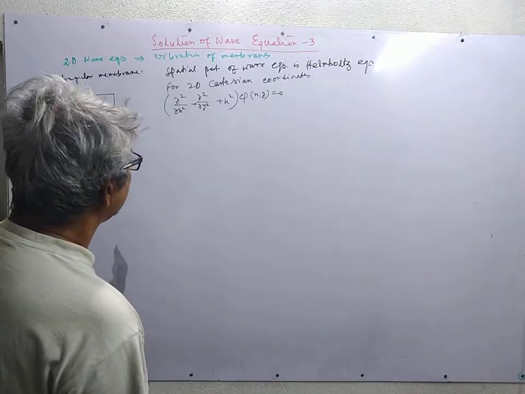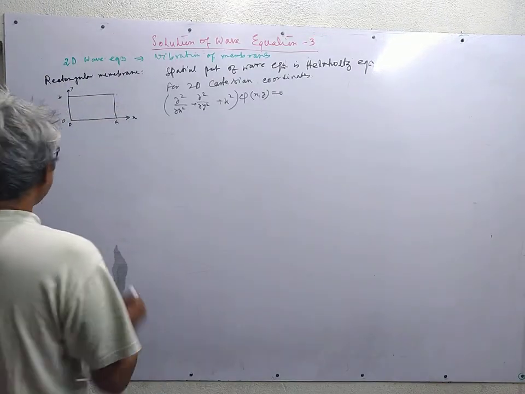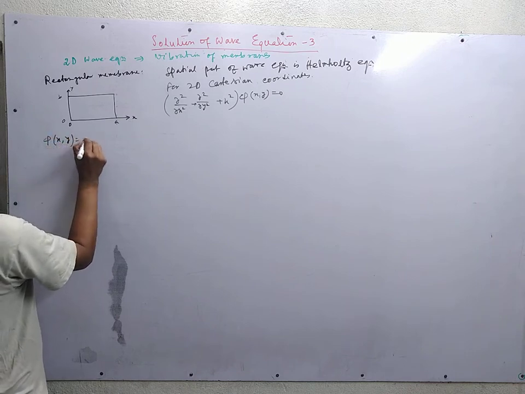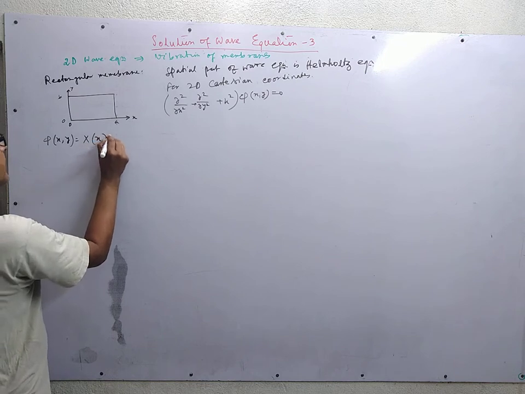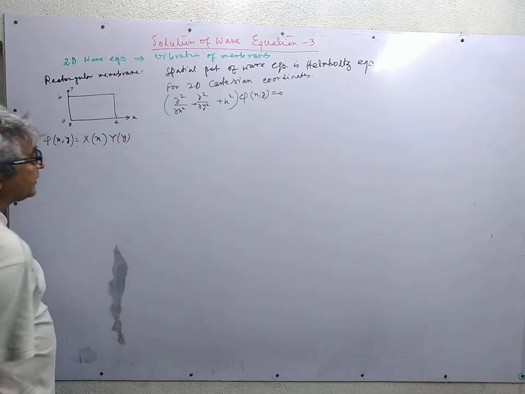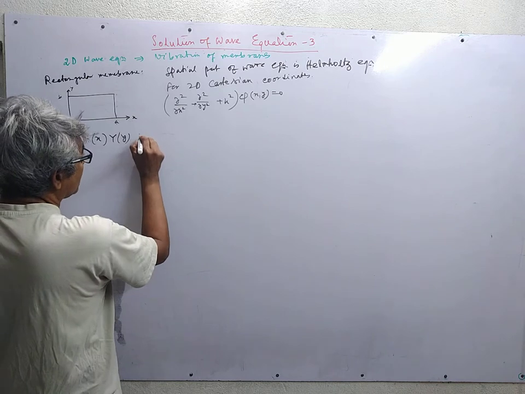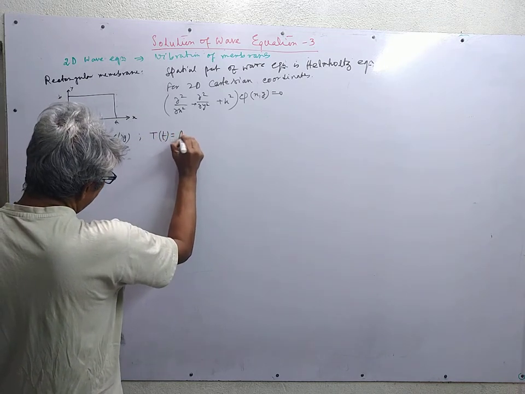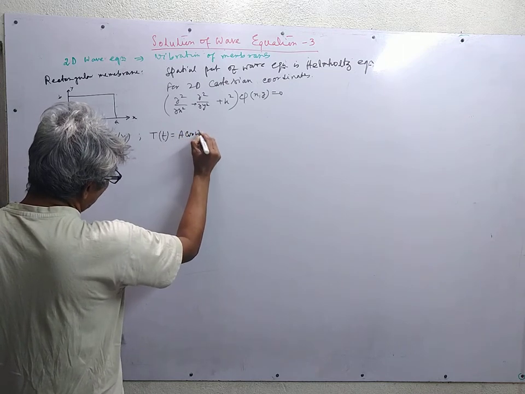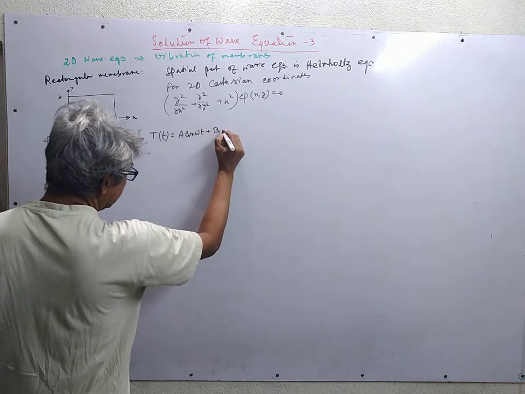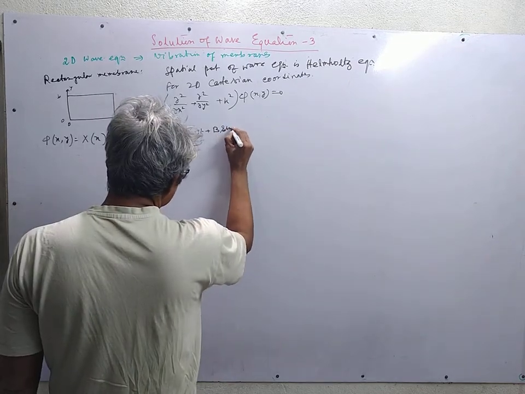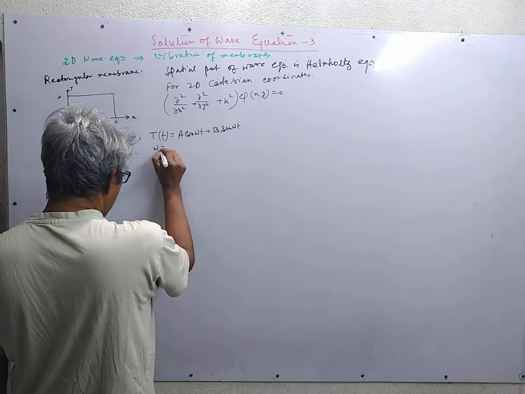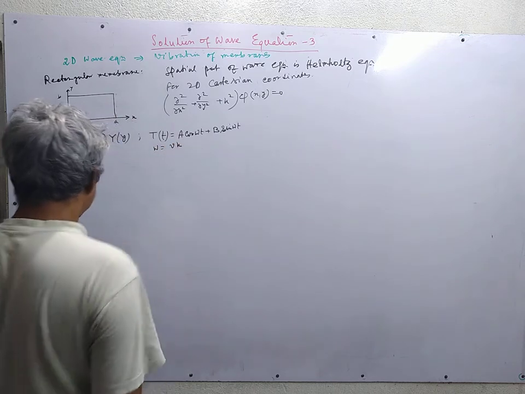Assuming the separation of variables technique, we choose phi of xy is equal to X of x into Y of y. Recall that the time part is already obtained: T is equal to A cos omega t plus B sin omega t, where omega is equal to V into k.